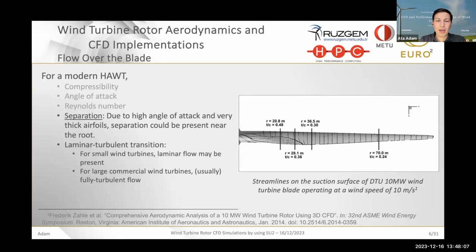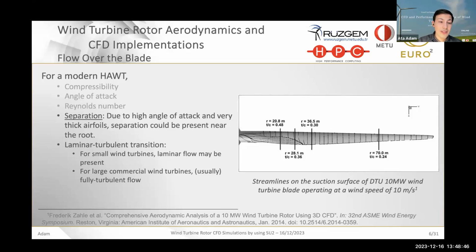A few slides back, I mentioned the high angle of attack near the root. We have this high angle of attack, and also very thick airfoils near the root. This combination usually leads to flow separation near the root, and it's a bit difficult to model flow separation with a conventional RANS solver. If you want a really good result in the separated region, you may need some higher order methods, or a very good mesh resolution to capture the separation well in the root region.